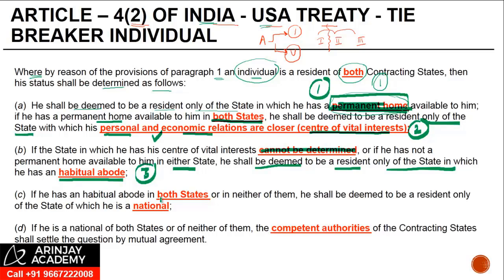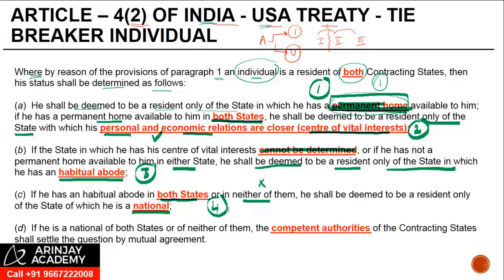If he has a habitual abode in both states, now comes a difficult question. The person has a habitual abode in both the states or in neither of them. He doesn't have any habitual abode. He shall be deemed to be a resident only of the state of which he is a national. Normally, nationality and residential status are kept different from an Indian tax perspective, because being one does not warrant the other. But in this particular case, since you are trying to break a rule where a person is a resident of two countries, even nationality can be looked at, obviously, after the first three criteria which we have discussed.